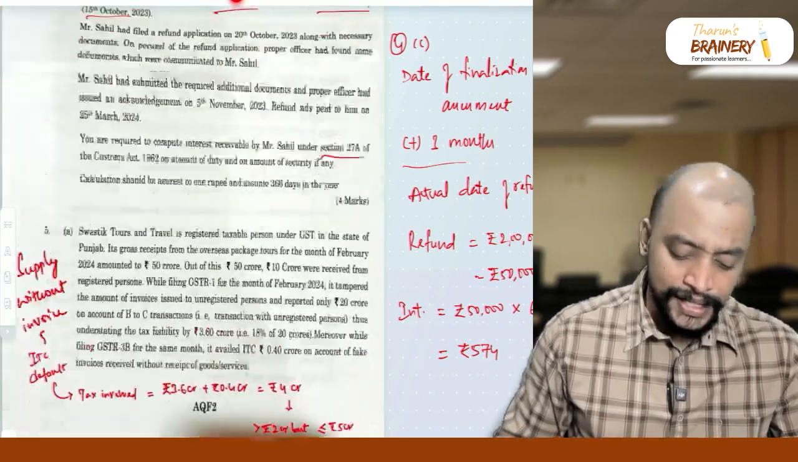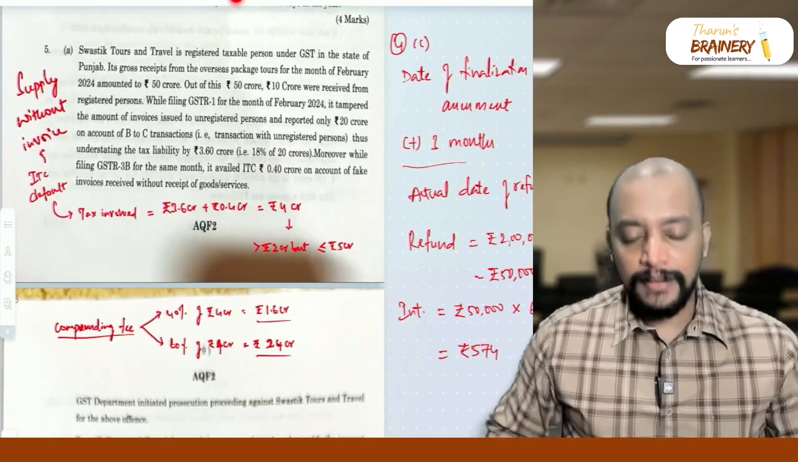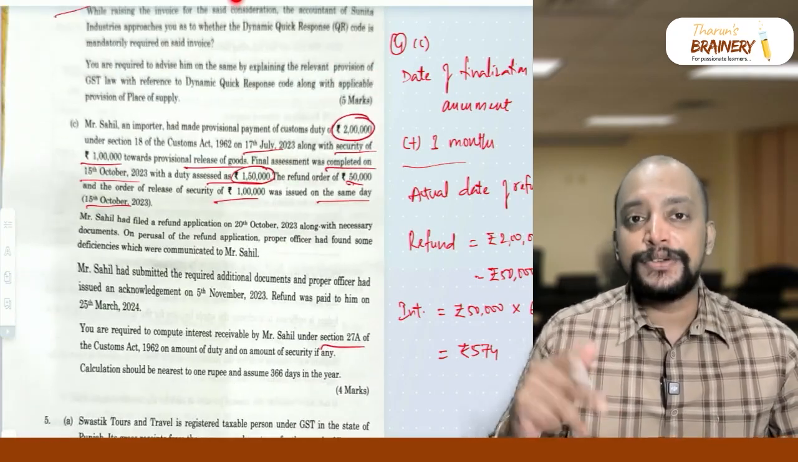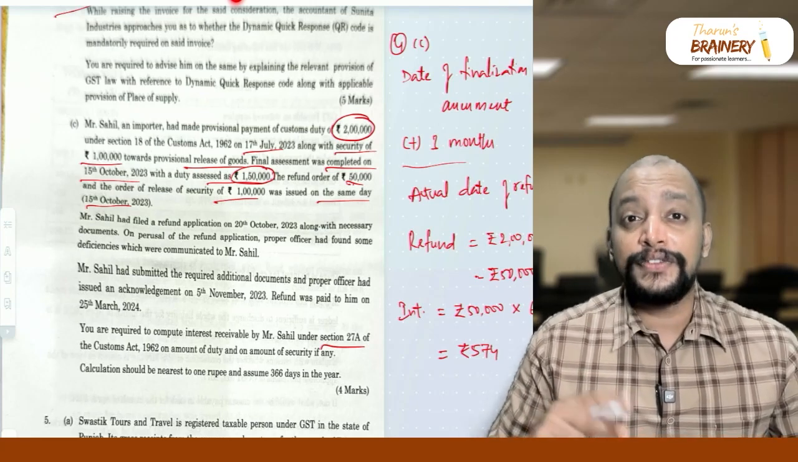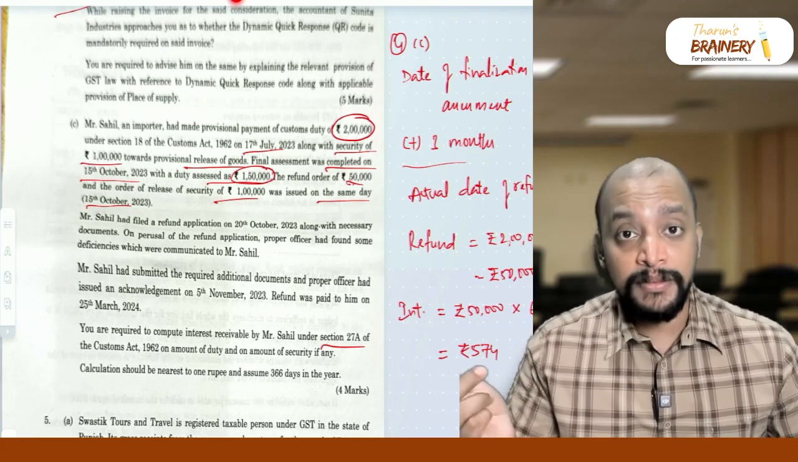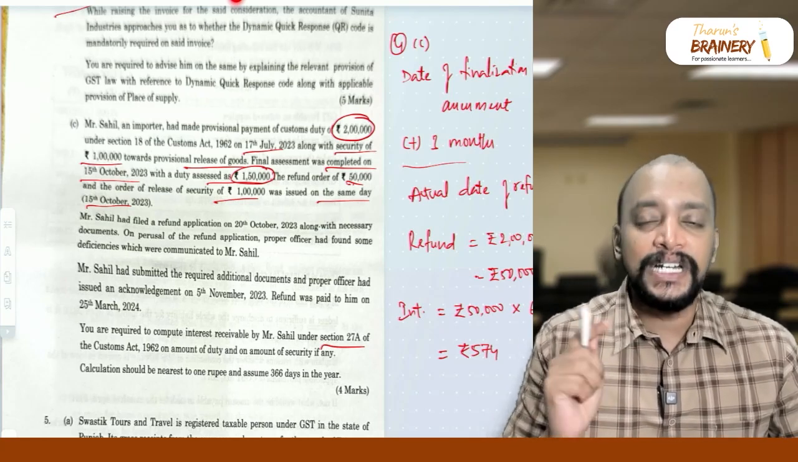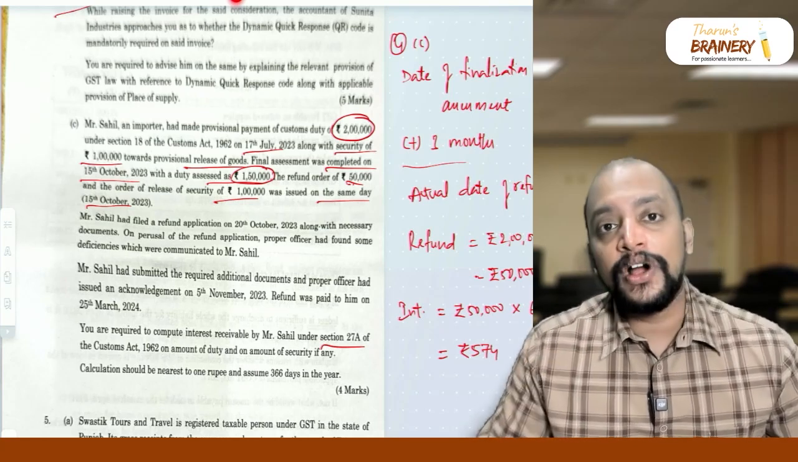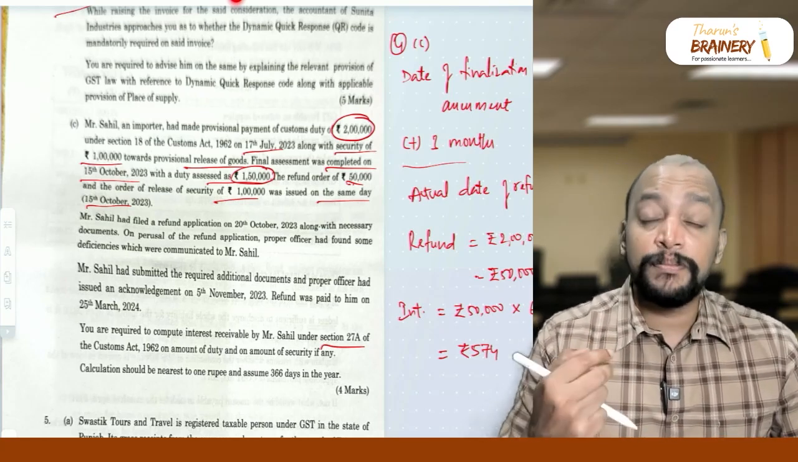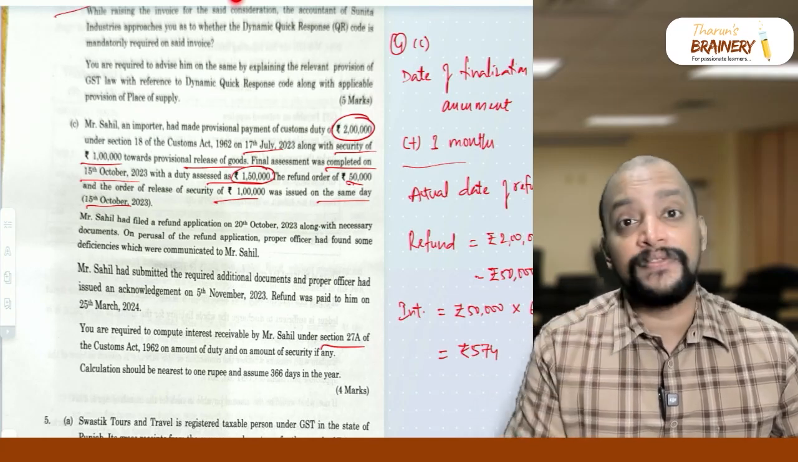Okay. Next one. So the fifth one is a very good question, because many students will think that we need to count 3 months. They will remember 3 months, but they will think it is 3 months from the date of application. No, I have stressed this multiple times in the classes and even in rocket revision: it is 3 months from the date of finalization of assessment.